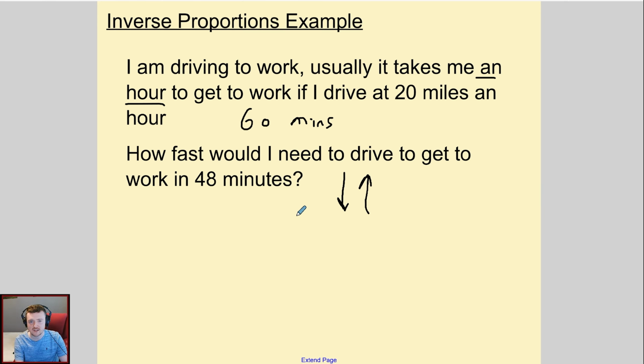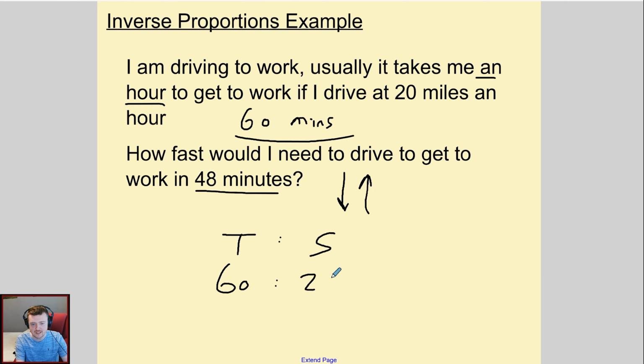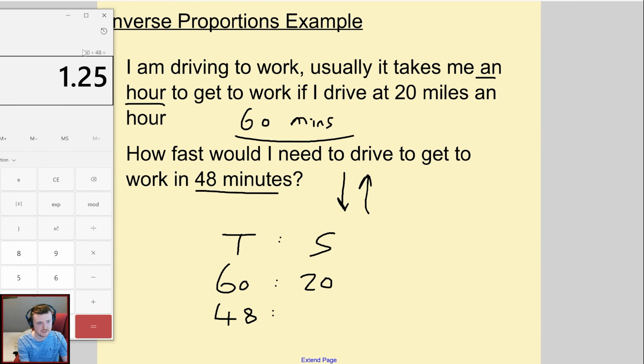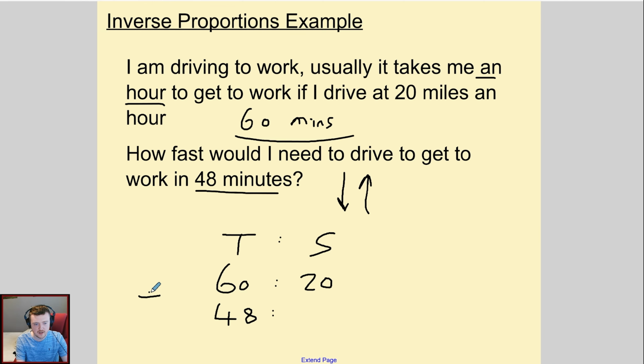Again, we're going to write it like a ratio. So I've got time on the left-hand side, and I've got speed on the right-hand side. Since I want to work out minutes, I'm going to use this 60 minutes that I've already worked out. 60 minutes at 20 miles an hour. Okay, and I want to work out how to get there in 48 minutes. So what I'm going to do is work out the relationship between 60 and 48. 60 divided by 48 is 1.25. So I've divided by 1.25 to get from 60 to 48.